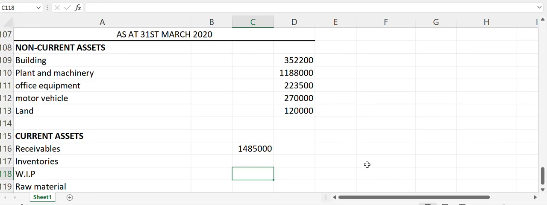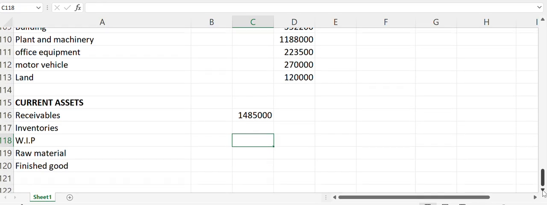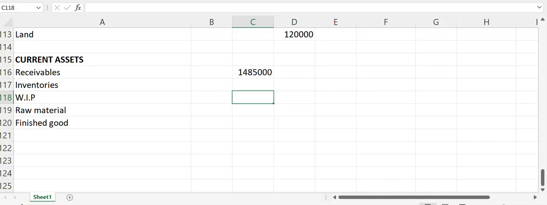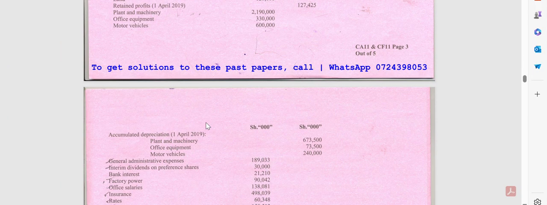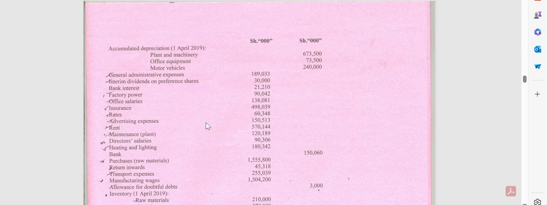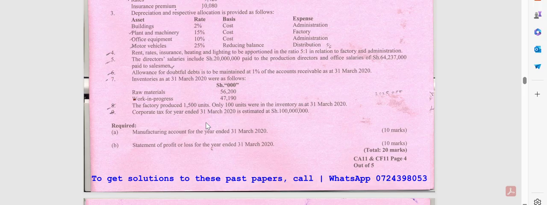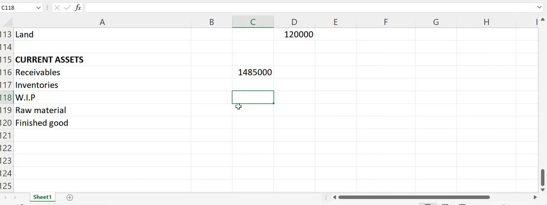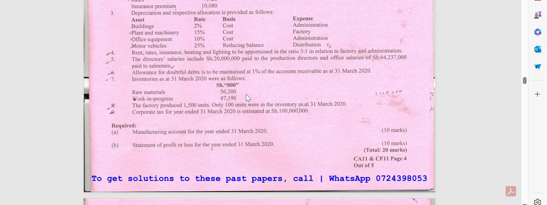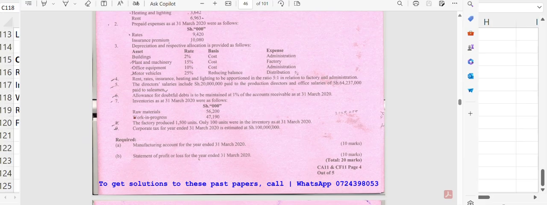Inventories, let us begin with the work in progress. These figures are there in the additional information. So if you come to additional information, so raw material closing is 56,200. So material is 56,200. Work in progress is 47,190.